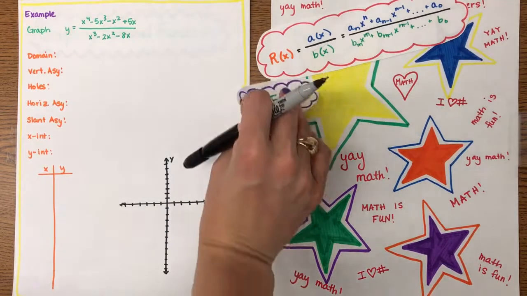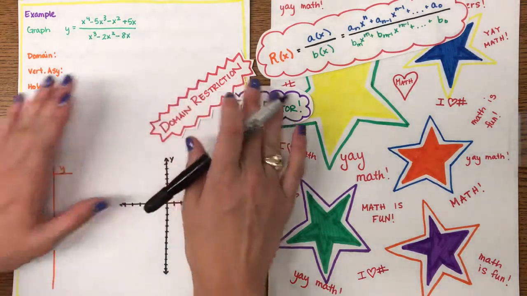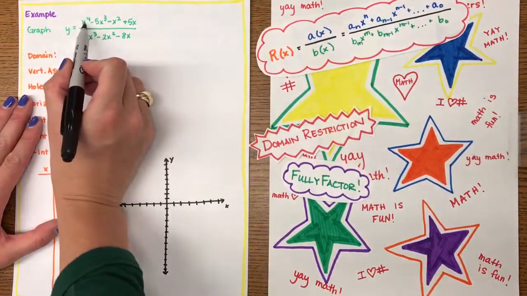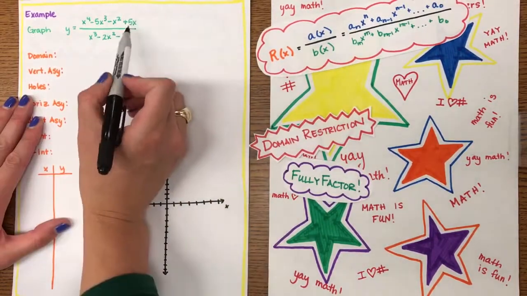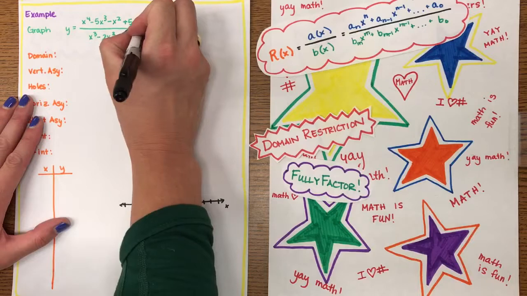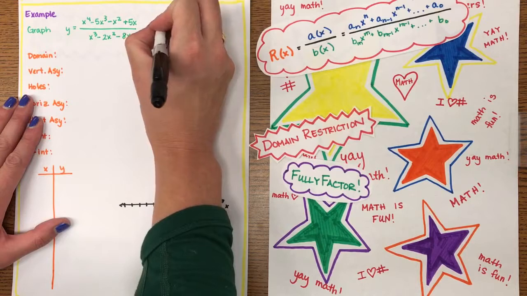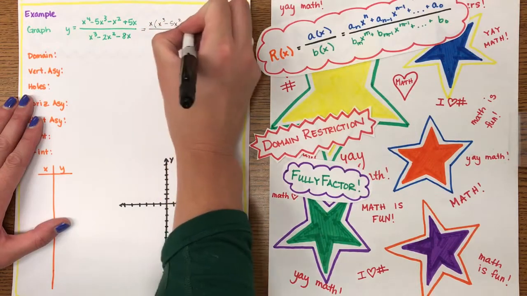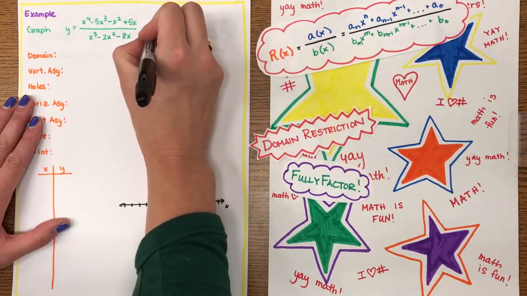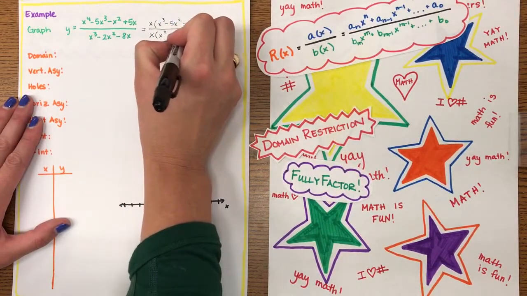So the first thing we want to do is fully factor the problem because we want to find our domain restrictions. Fully factoring in this particular problem is a little bit more complicated because I have a fourth degree polynomial in the numerator. One thing that is going to decrease the complexity is I notice that I have a common factor of x in the numerator that I can factor out, giving me x cubed minus 5x squared minus x plus 5. And I can pull out a common factor of x in the denominator, leaving me with x squared minus 2x minus 8.